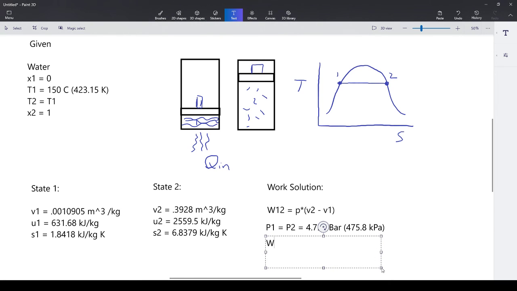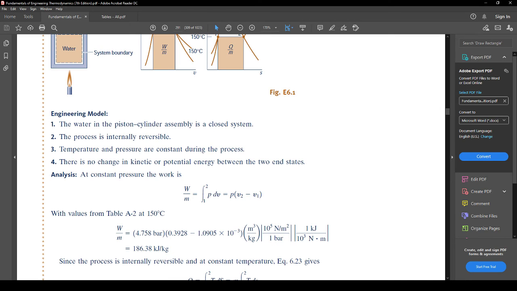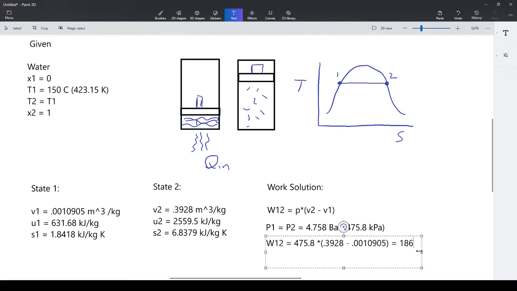So work 1 to 2 is equal to, we'll just do 475.8 times our change in volume, which is 0.3928 minus 0.001095. Which was equal to 186, is that what it said? 186.38. And this would be in kilojoules per kilogram. All right, so that's the work solution.